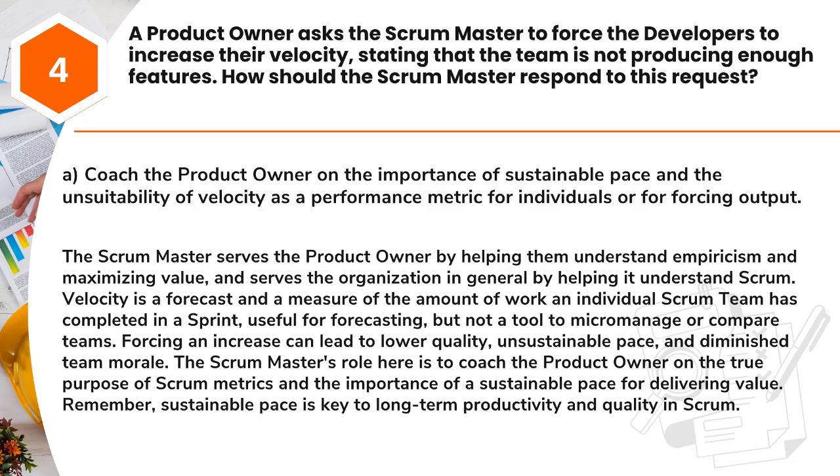Velocity is a forecast and a measure of the amount of work an individual Scrum team has completed in a sprint, useful for forecasting, but not a tool to micromanage or compare teams. Forcing an increase can lead to lower quality, unsustainable pace, and diminished team morale. The Scrum Master's role here is to coach the product owner on the true purpose of Scrum metrics and the importance of a sustainable pace for delivering value. Remember, sustainable pace is key to long-term productivity and quality in Scrum.